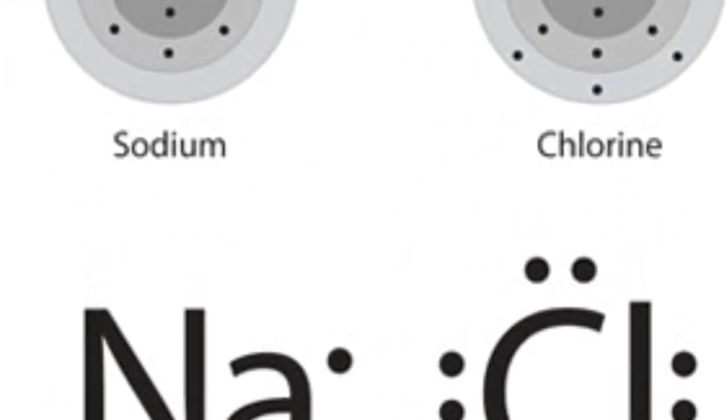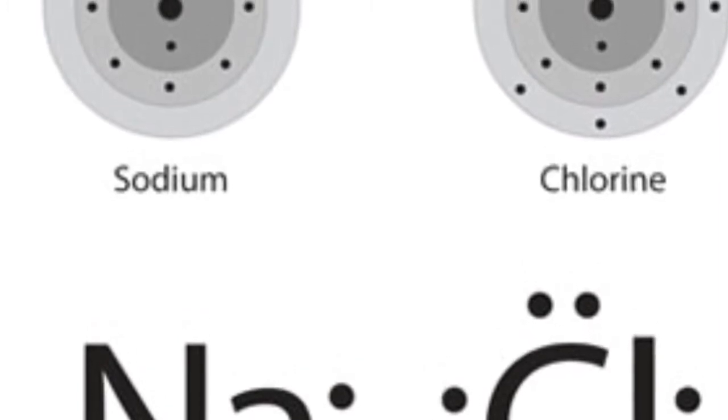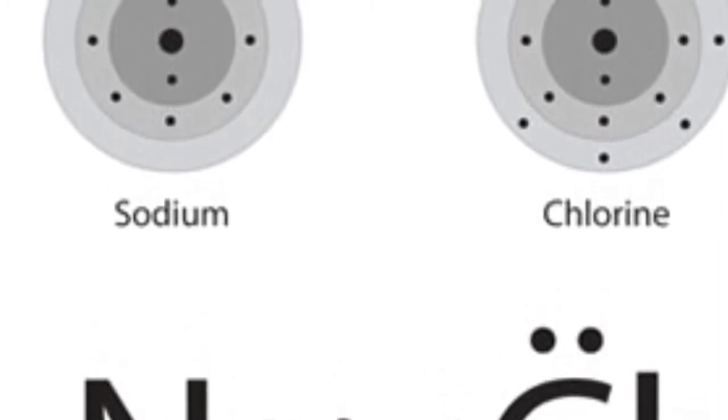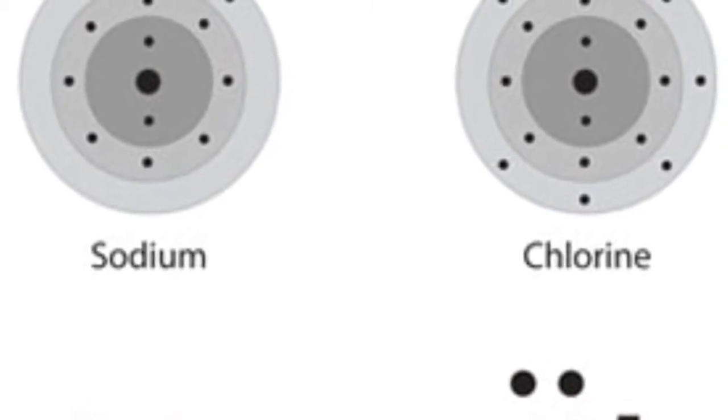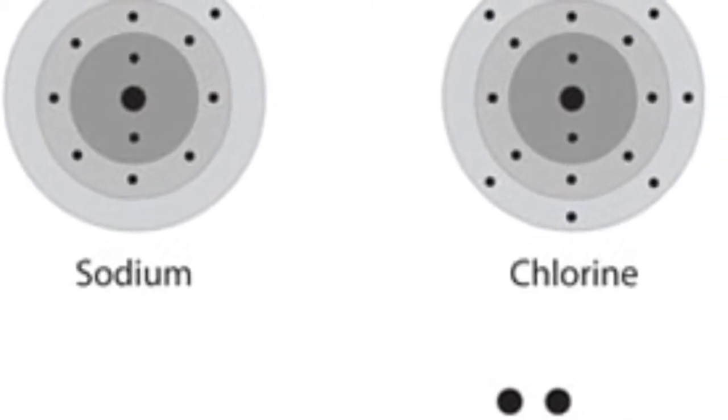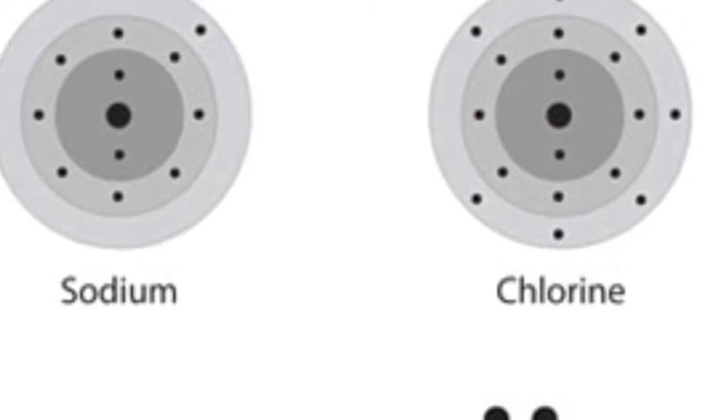An ionic metal with low ionization energy transfers an electron to a nonmetal with high electron affinity. An example would be NaCl. Sodium gives its one valence electron to fill up chlorine's outer electron shell.